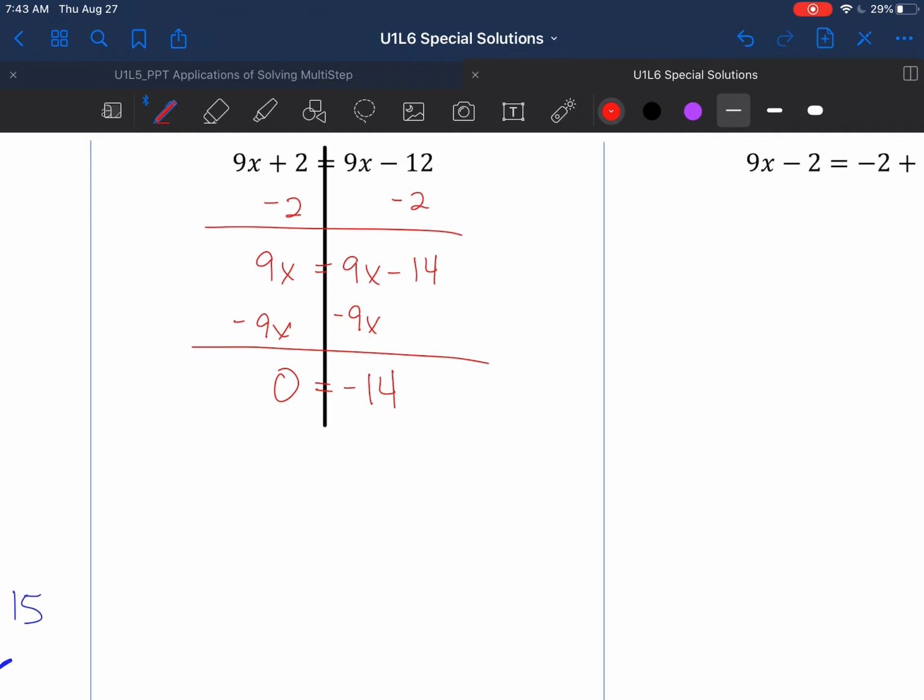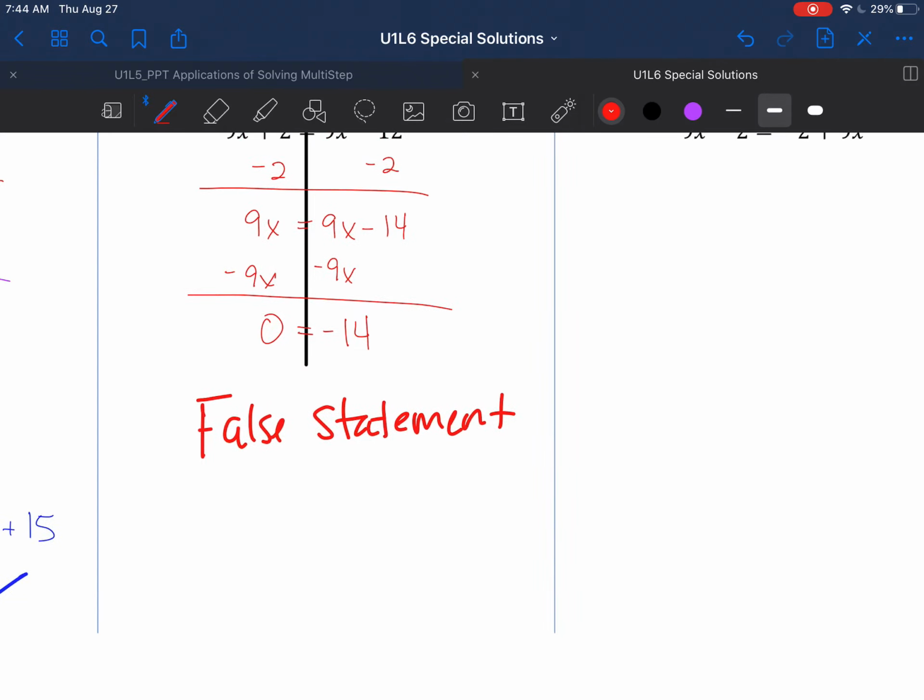Is that true or false? This is a false statement. What is it called when we have a false statement? This is called a contradiction.